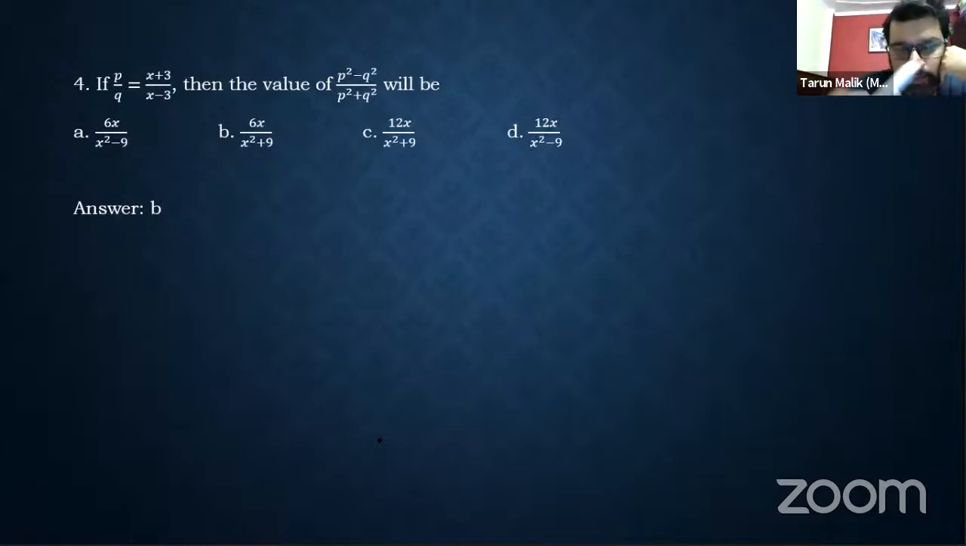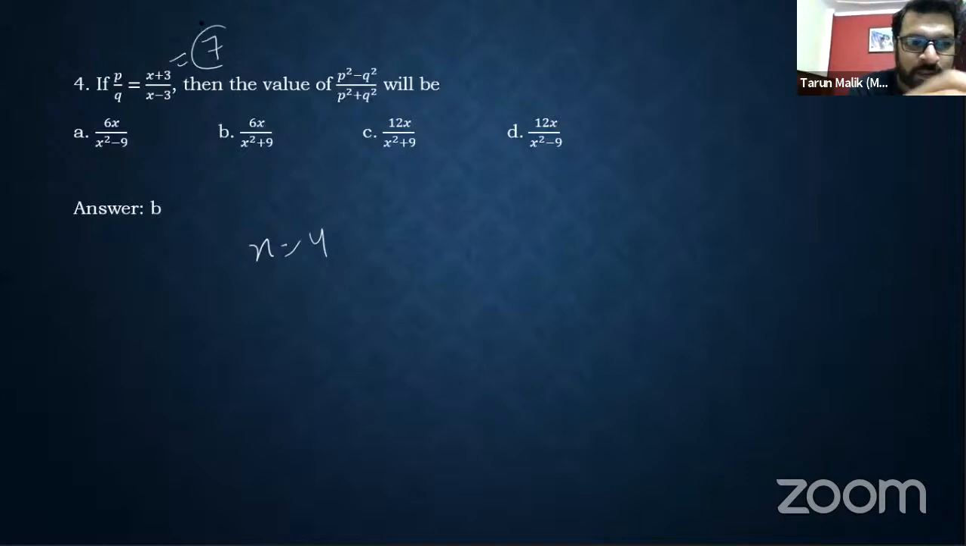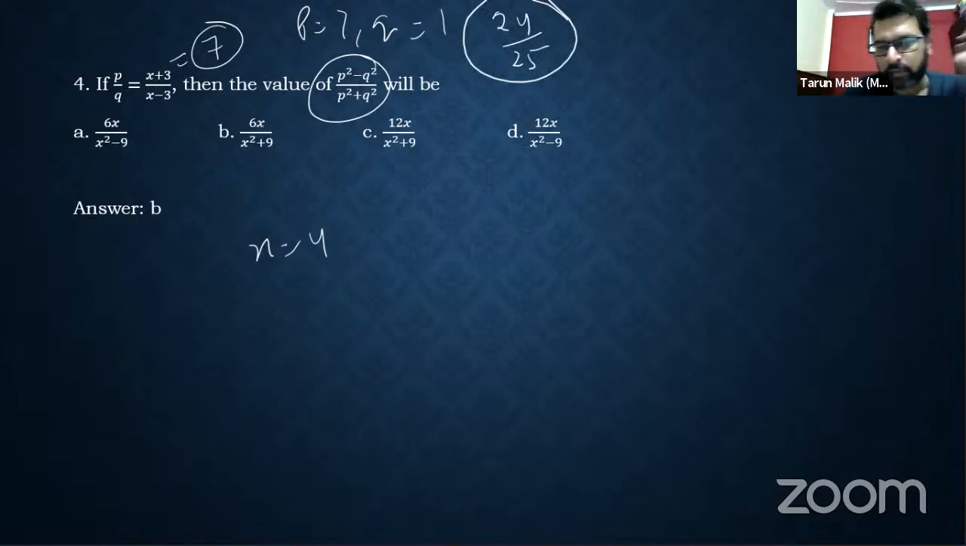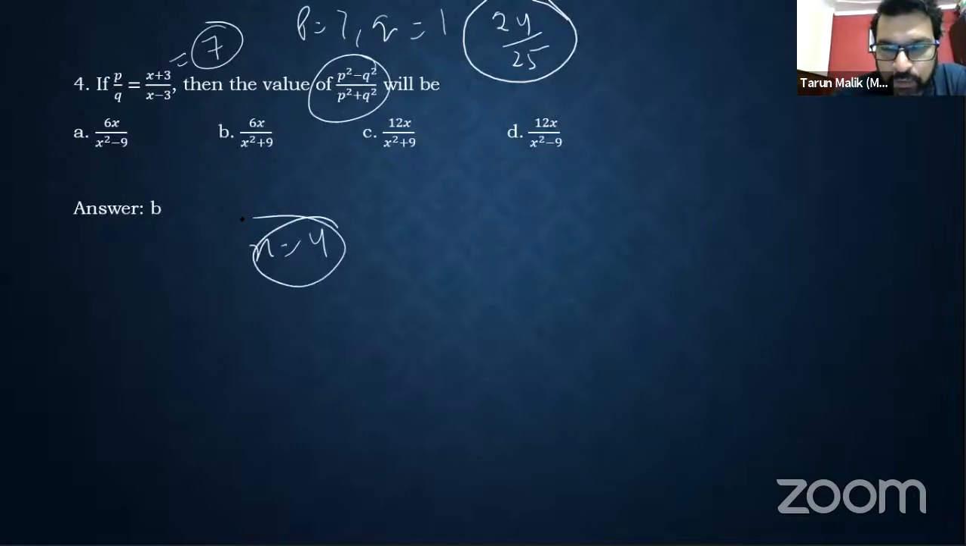So if I take any value of x, let's take x equal to 4. Why I'm taking 4 is just because I don't like negative numbers. So let's take a number which gives you positive, right? So 4 plus 3 upon 4 minus 3 gives you 7, so p plus q will be 7. So obviously I can say p is 7 and q is 1. So p square minus q square upon p square plus q square will be 7 square minus 1 upon 7 square plus 1, that is 48 upon 50 or 24 upon 25. So my answer should be 24 upon 25 using x equal to 4. Now whichever option gives you 24 upon 25 when you put x equal to 4 is your answer. That is option B.